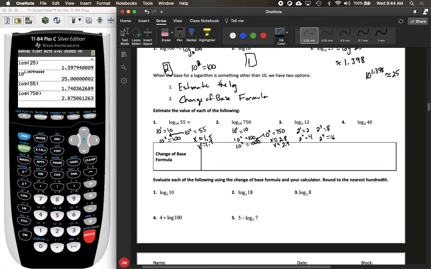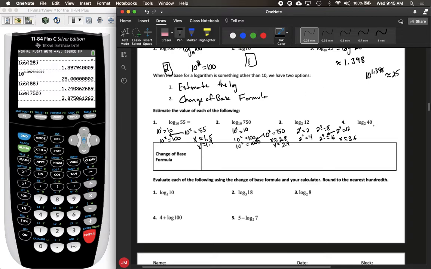So if we want to know 2 to what power is 12, well, 12 fits in between 8 and 16. So our exponent would have to be somewhere between 3 and 4. Let's just say maybe closer to 3.6, and let's see how close we are. Well, here's the problem. We don't have that in our calculator just yet. We'll be able to check it in just a little bit, though, with the change of base formula. So hold on to that, and we'll see how close that approximation is.